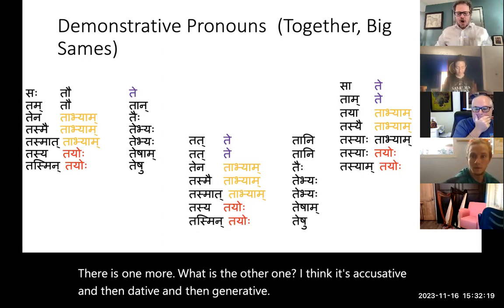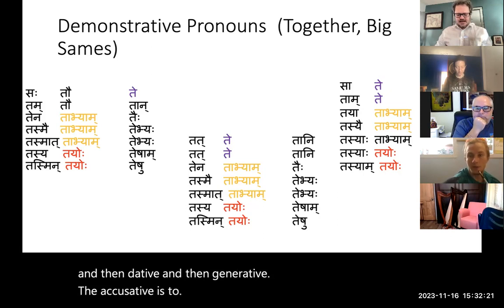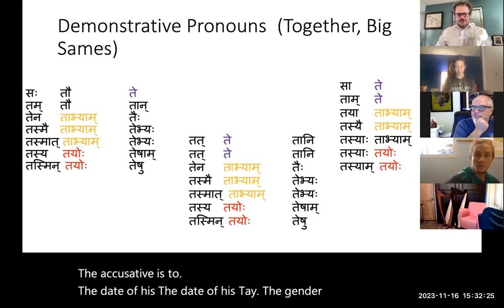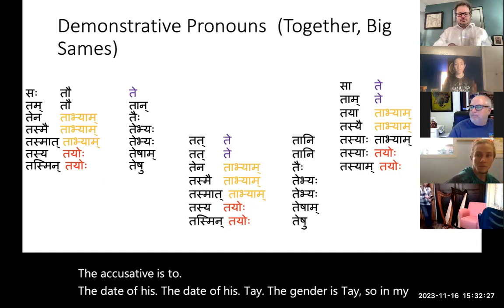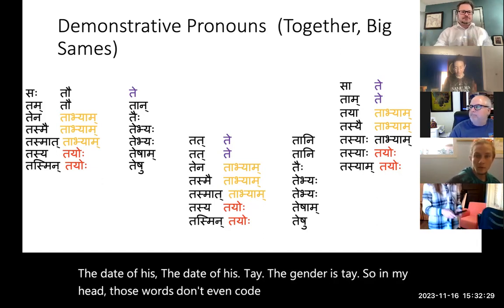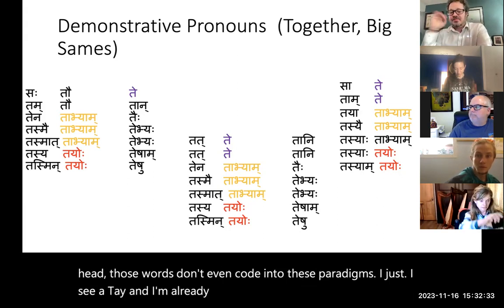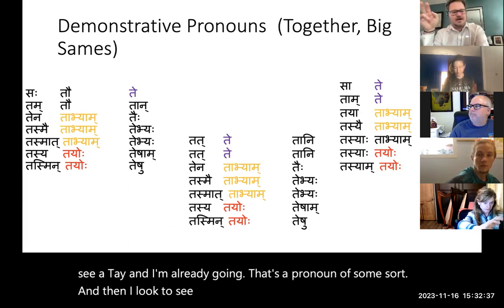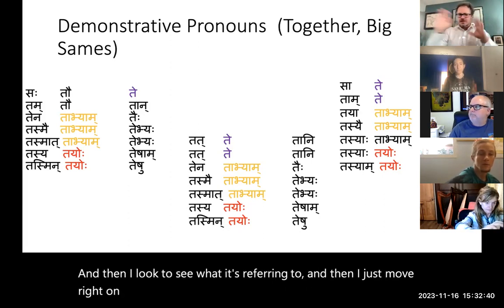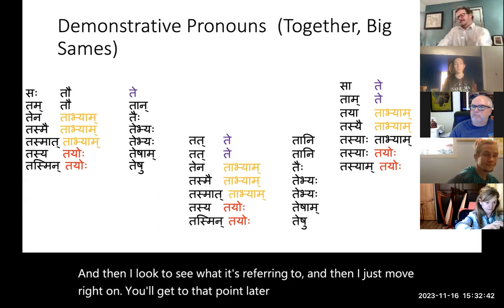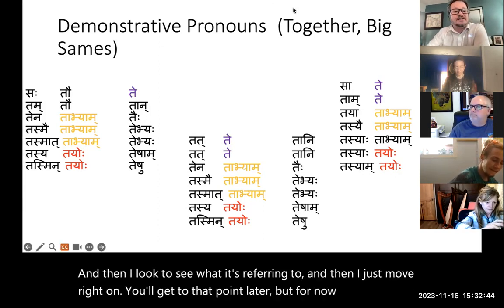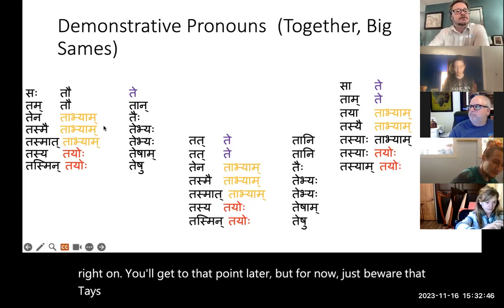Well, the accusative is te. Yep, the dative is te. The genitive is te. So in my head, those words don't even code into these paradigms. I see a te, and I'm already going, that's a pronoun of some sort. And then I look to see what it's referring to, and I just move right on. You'll get to that point later. But for now, just beware that te's are confusing.